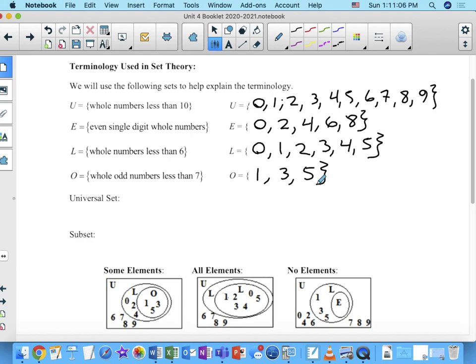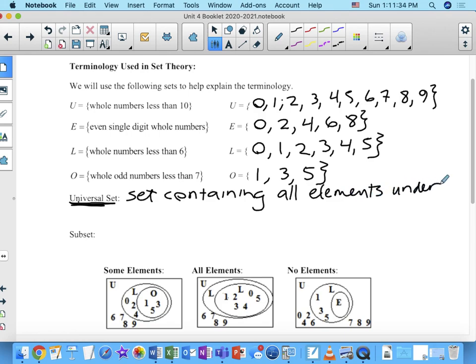Okay, so the first phrase that I want to talk about is called the universal set. The universal set is the set that contains all elements under consideration for a particular problem. So a set containing all elements under consideration for a problem.